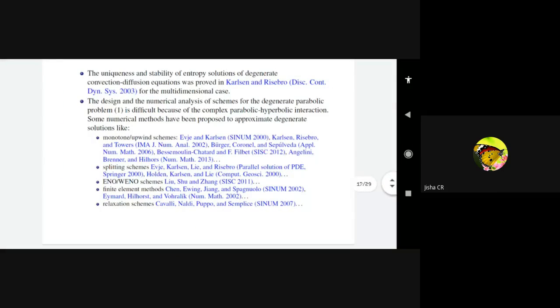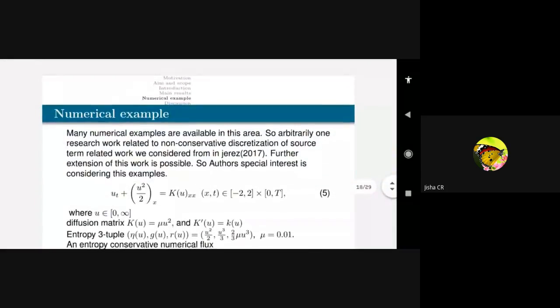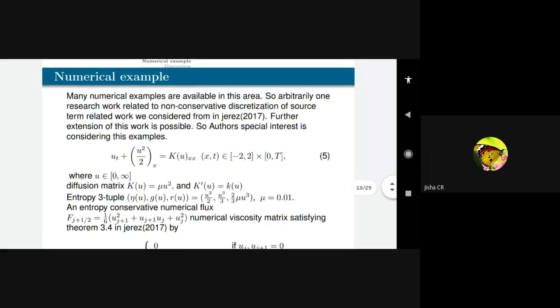These are some results already done. The uniqueness and stability of the entropy solution of the degenerate convection diffusion equation was introduced by Karlsen, and there are some results. This is the numerical result. We consider the Burgers equation, and k(u)u_x is the non-conservative and conservative form we consider. Next slide, please.